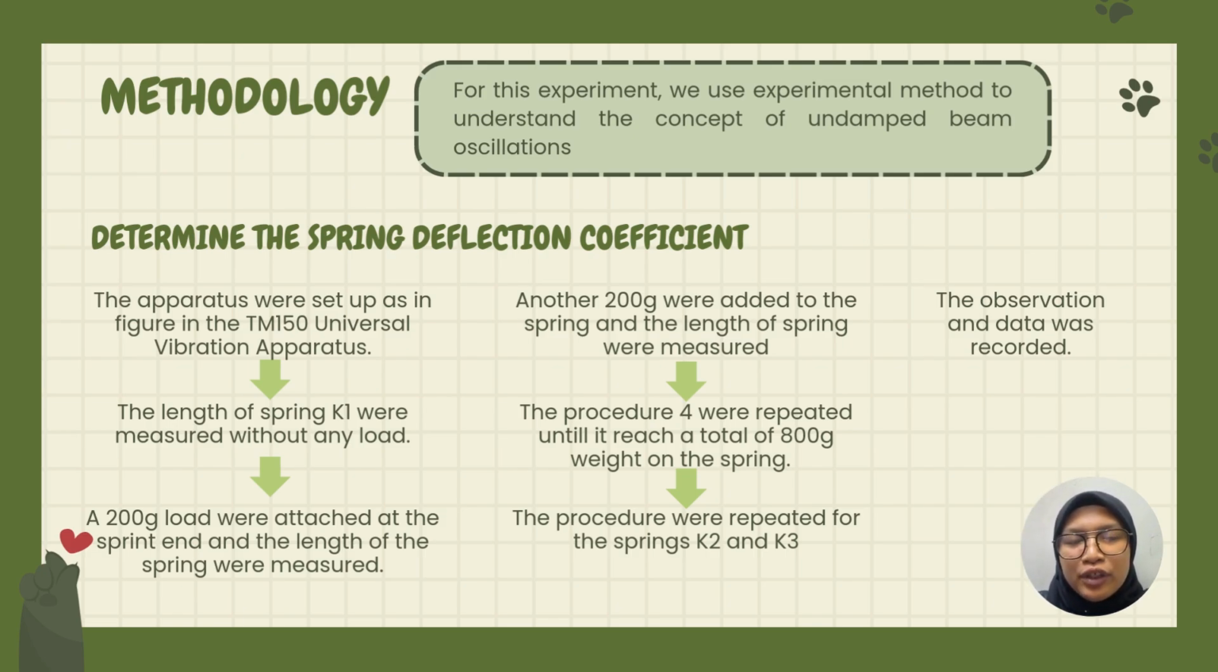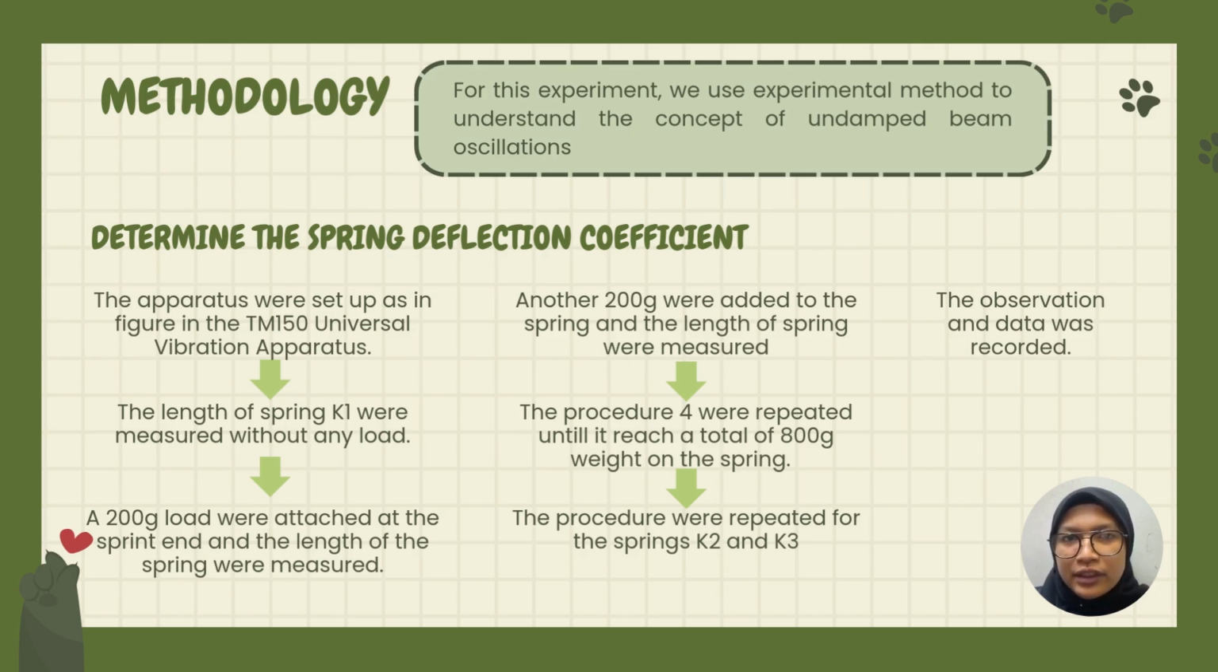I will proceed with the methodology. For this experiment, we use the experimental method to understand the concept of undamped beam oscillation. For the first experiment, to determine the spring deflection coefficient, the apparatus was set up as in the figure in the TM150 universal vibration apparatus, and then the length of spring K1 was measured without any load, and then a 200 gram load was attached at the spring end and the length of the spring was measured.